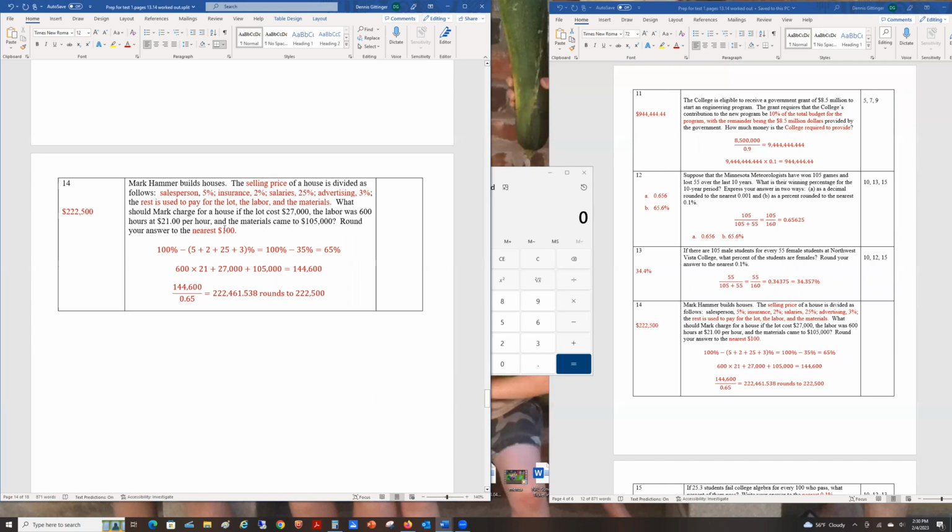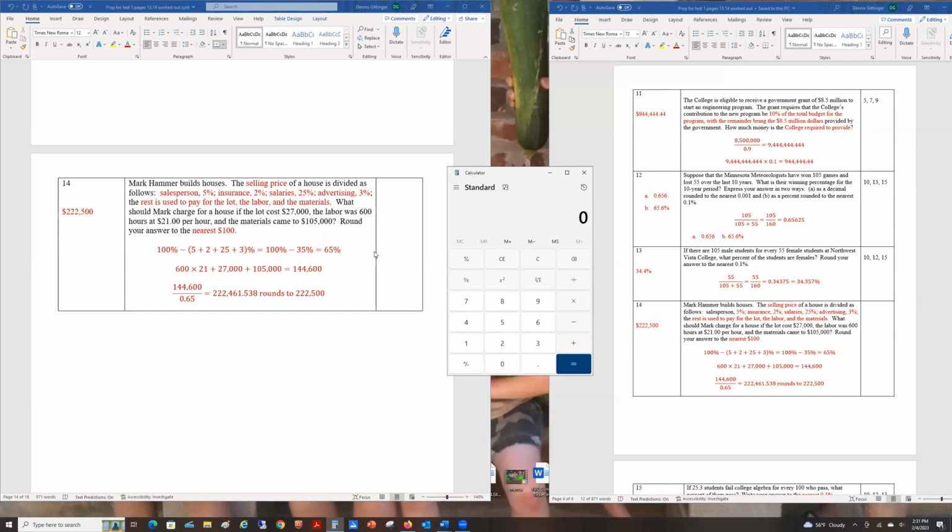And then round it off. Okay, now these little 5, 2, 25, and 3, those 4 things total 35%. So 100% of the selling price, take away 35%, leaves 65%. That means that the lot, labor, materials, that's the other 65%. So how do I do that?